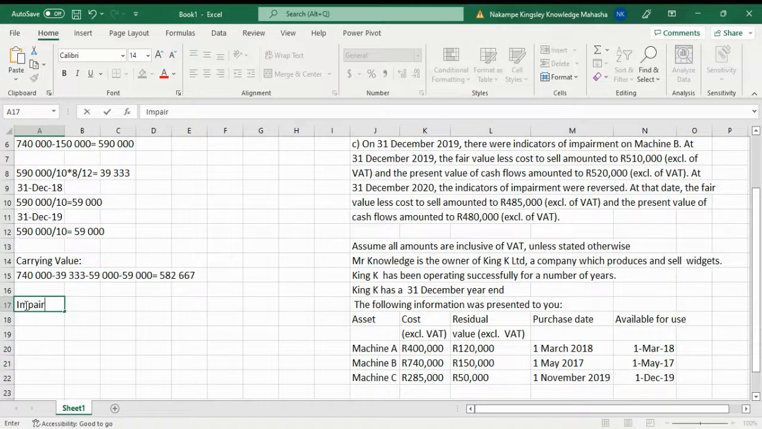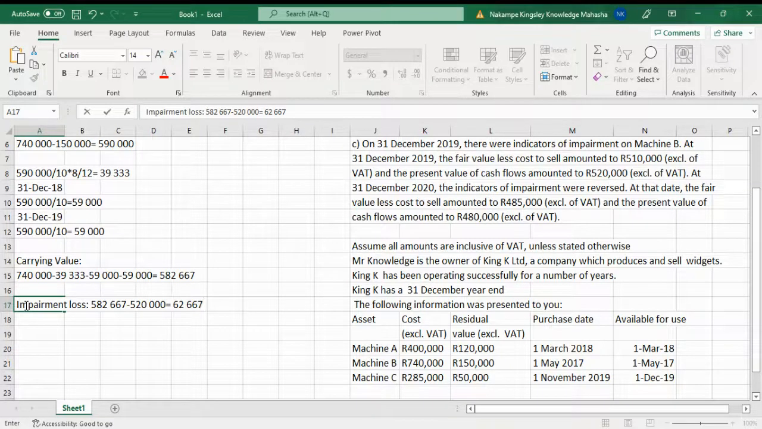So meaning that our impairment loss would be 582,667 minus 520,000, because they said it's exclusive of that. We're going to get 62,667, right? So we're not done.